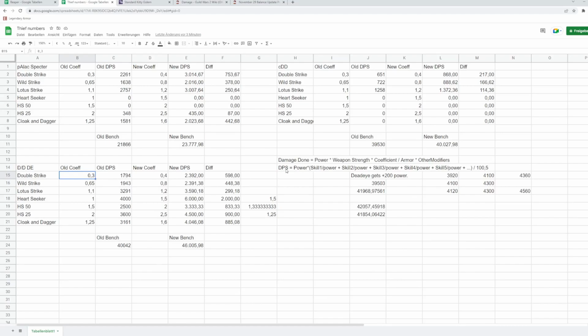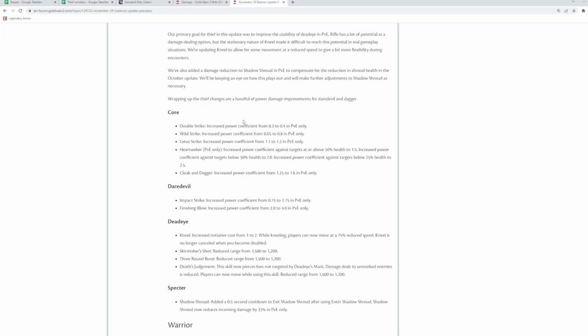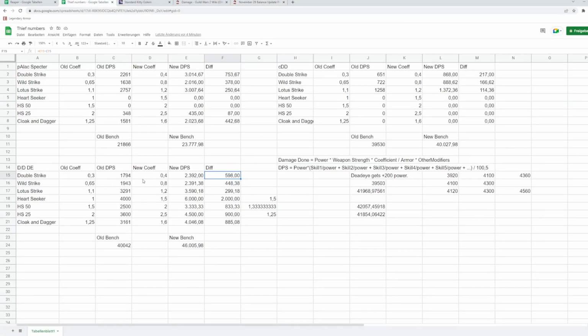And again, similar to how we did it with power, we can now take out the coefficient and divide by the old coefficient, multiply by the new coefficient, and this yields us this new DPS value. Just dividing 1794 by 0.3 and multiplying by 0.4. And this means that the buff of double strike will cause a DPS increase of around 600 DPS. So we do that for all the skills.